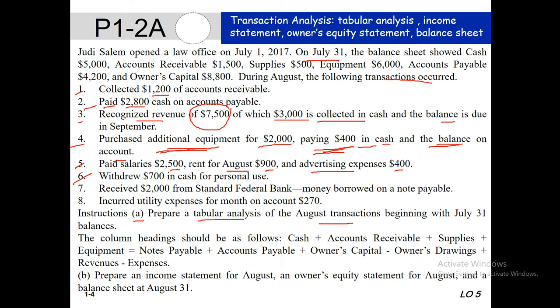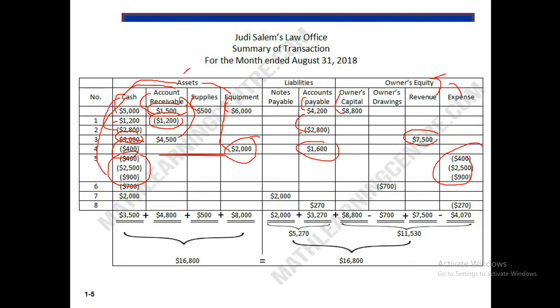Now transaction 6, withdrew 700 in cash for personal use. For this personal use, you know that our asset will be decreased here. That means asset cash decreases and owner's equity decreases by $700 due to the owner's withdrawal or owner's drawing. We can see here this is our asset, our cash will be decreased 700 and owner's equity will be decreased 700.